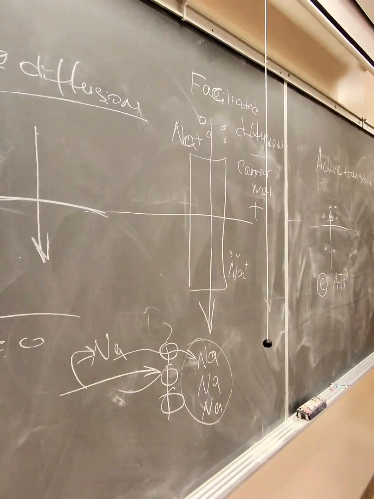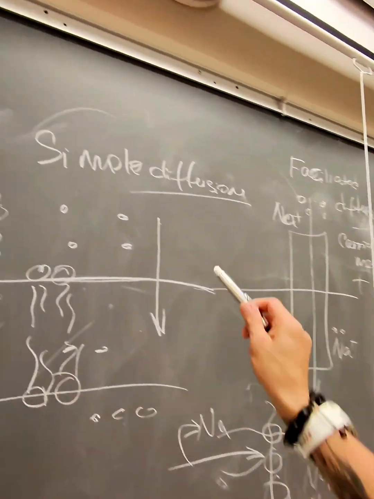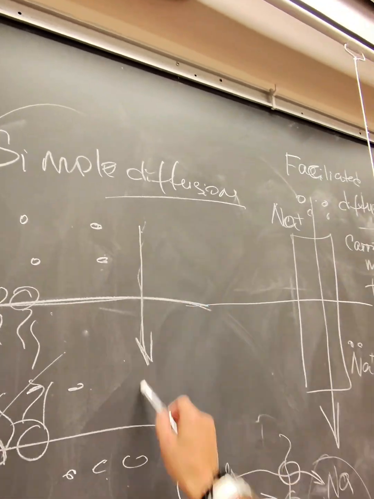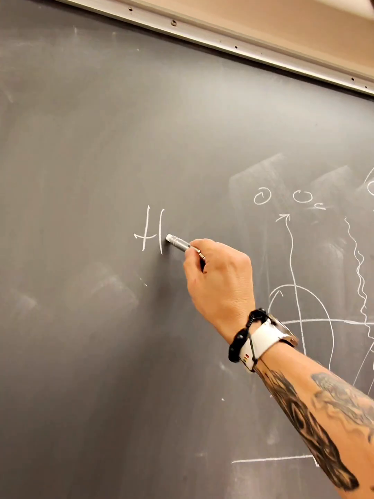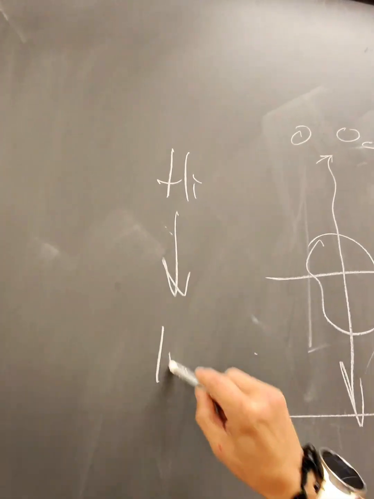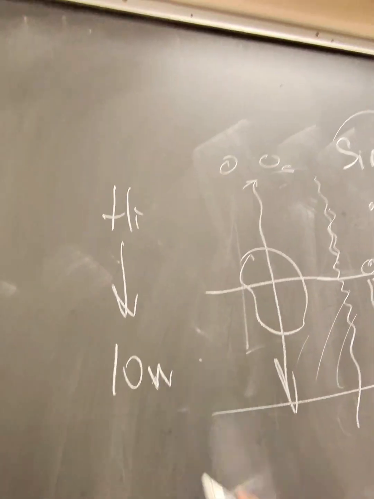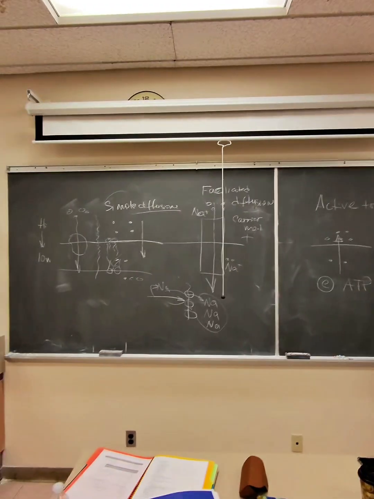Osmosis is the diffusion of water. But water always goes from high to low. This is it.